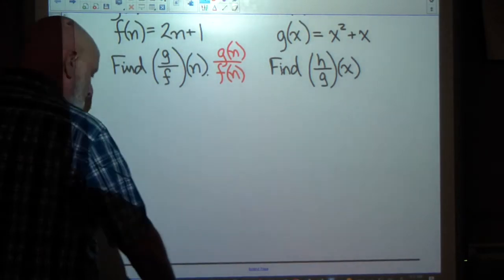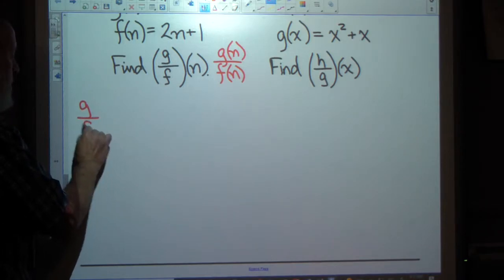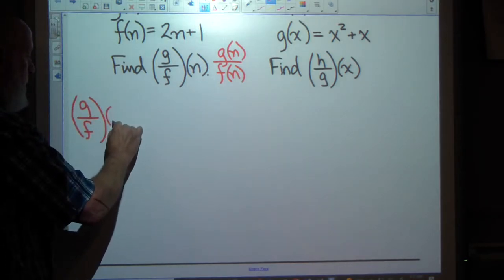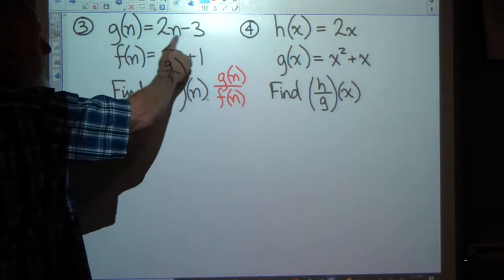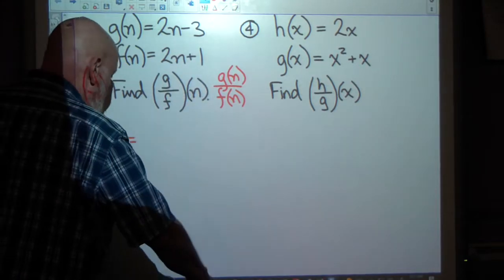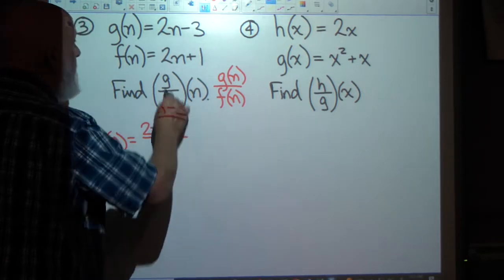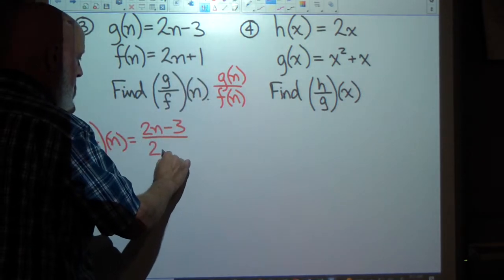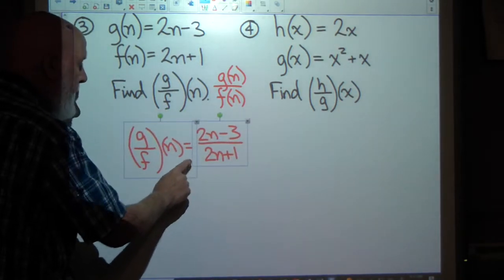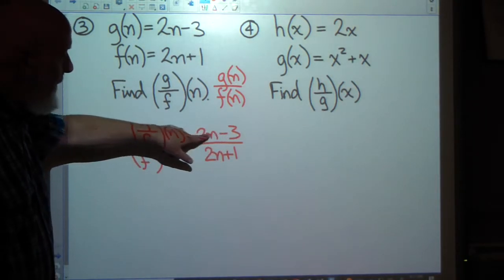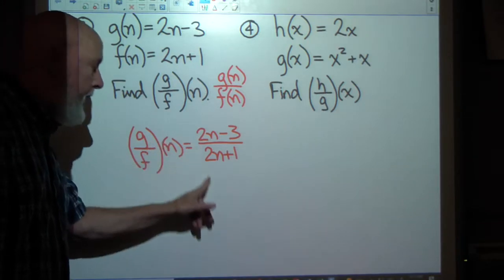So I'm going to take the g function. I'm going to say g over f of n is equal to, and the g function is 2n minus 3, so it'll be this over this. 2n minus 3 over 2n plus 1. And once I've got that done, I'm going to look to see if I can factor either one of these, and if I can, I'm going to factor it. And if there are any common factors, they're going to cancel each other out.